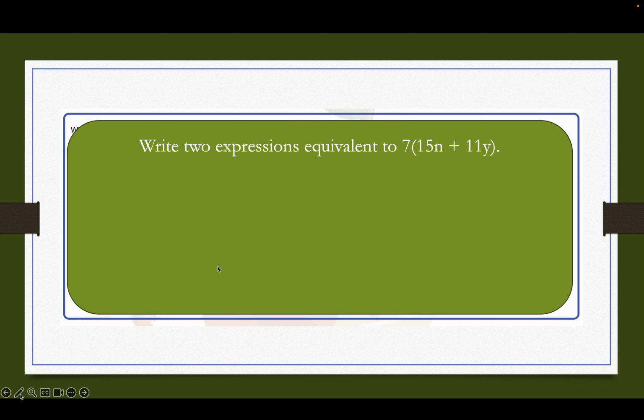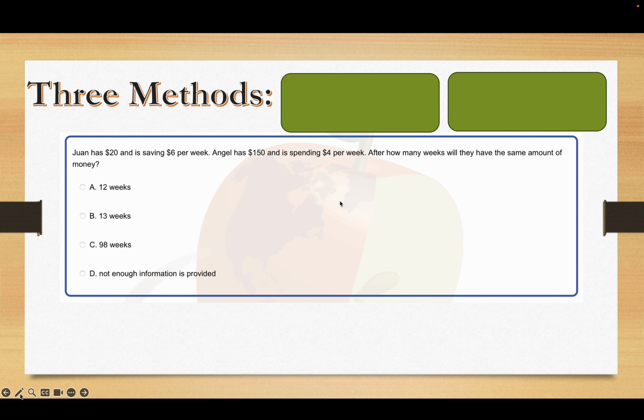Write two expressions that are equivalent to 7 times (15n plus 11y). In other words, do what you think you should do. Okay, so I distribute and I get 7 times 15n plus 7 times 11y. Or I actually do the calculation and I get 105n plus 77y, 7 times 15 being 105 and 7 times 11 being 77. Okay, give this one a try.